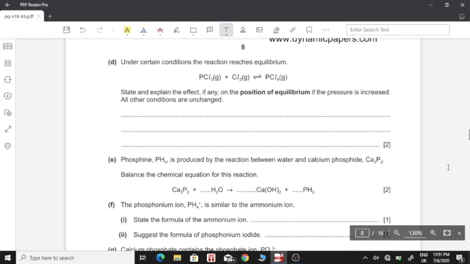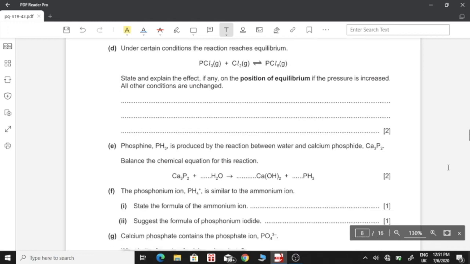Part D. Under certain conditions, the reaction reaches equilibrium. State and explain the effect, if any, on the position of equilibrium if the pressure is increased. All other conditions are unchanged. Whenever pressure is increased on an equilibrium, the side which has the least number of molecules is always favored. The reason behind this is, we have two compounds on the reactant side, phosphorus chloride and the chlorine diatomic molecule. Whenever we increase the pressure, the rate of collision over here is going to increase.